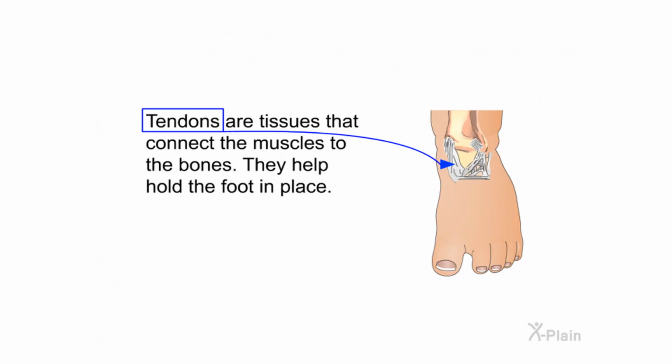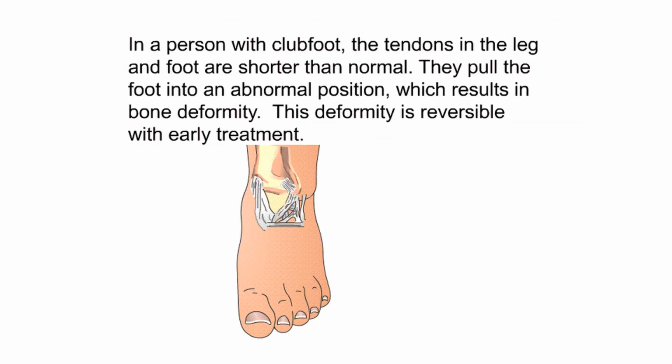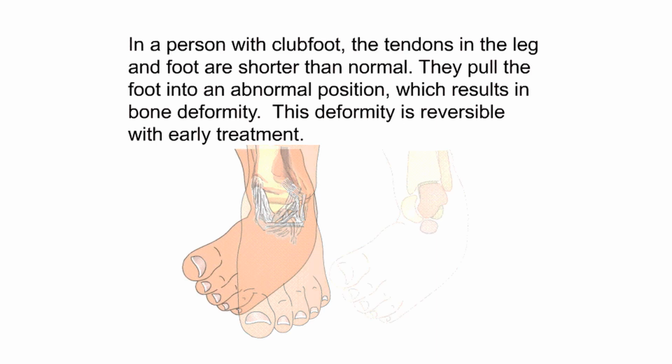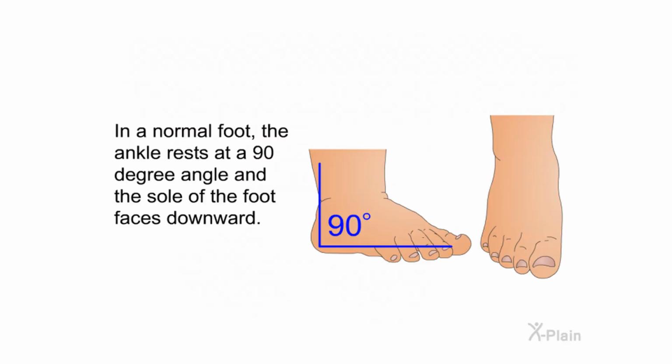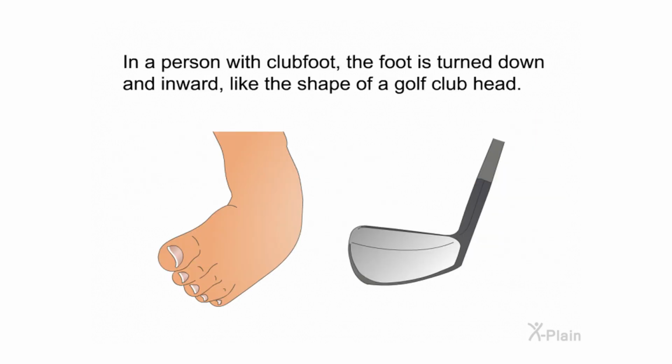Anatomy. Tendons are tissues that connect the muscles to the bones. They help hold the foot in place. In a person with clubfoot, the tendons in the leg and foot are shorter than normal. They pull the foot into an abnormal position, which results in bone deformity. This deformity is reversible with early treatment. In a normal foot, the ankle rests at a 90-degree angle and the sole of the foot faces downward. In a person with clubfoot, the foot is turned down and inward, like the shape of a golf club head.